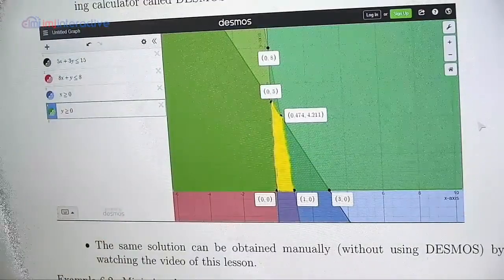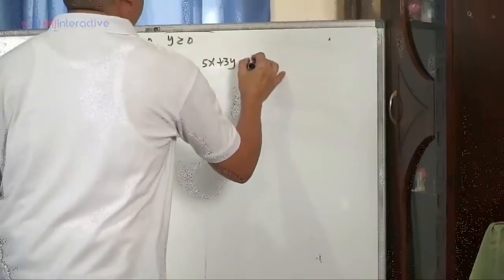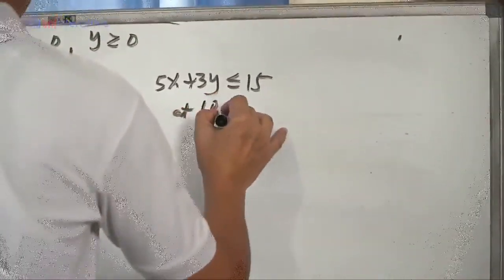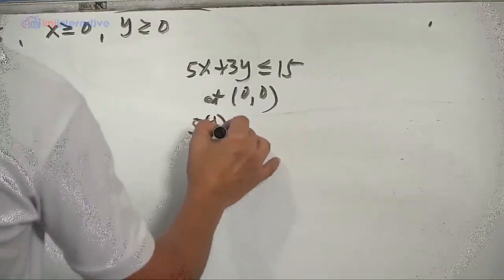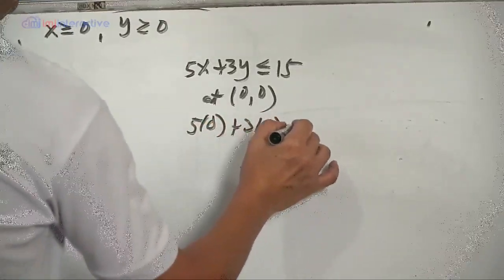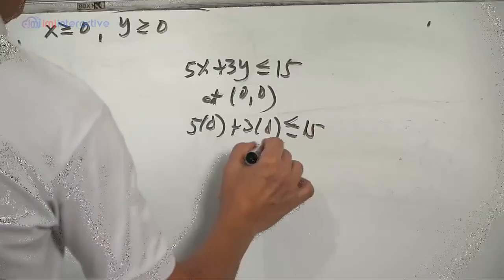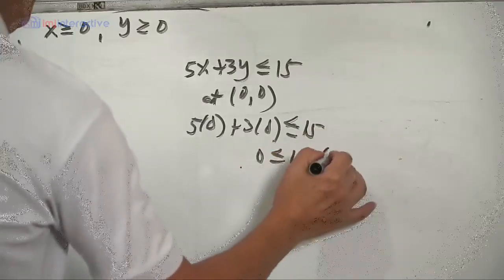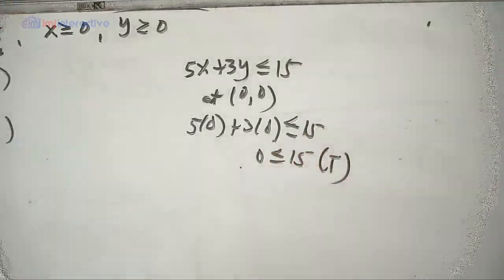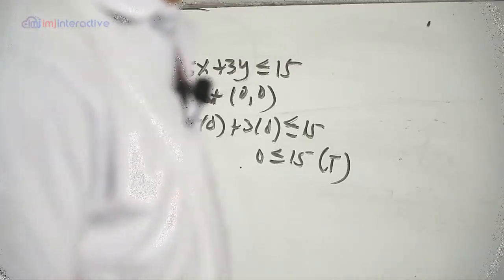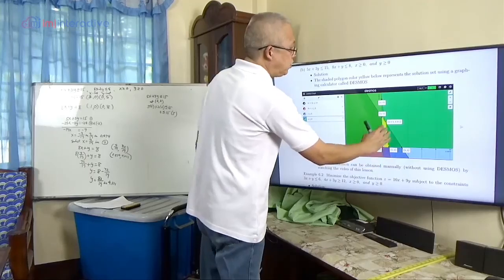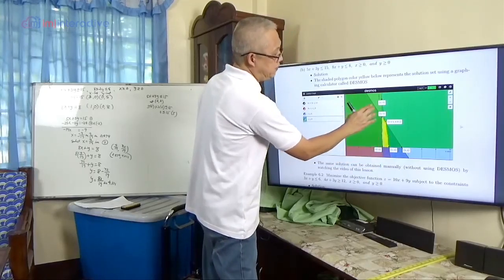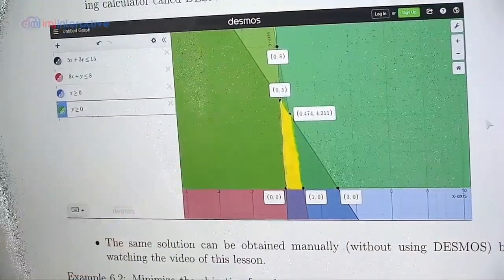Okay, 5x plus 3y less than or equal to 15 at 0, 0. So 5 times 0 plus 3 times 0 less than or equal to 15. 0 is less than 15. This is true. So the shade here is your 0, 0, so you will shade on this side.